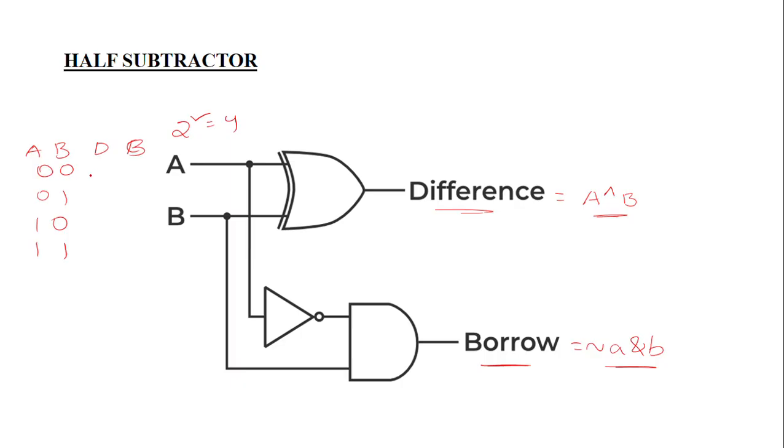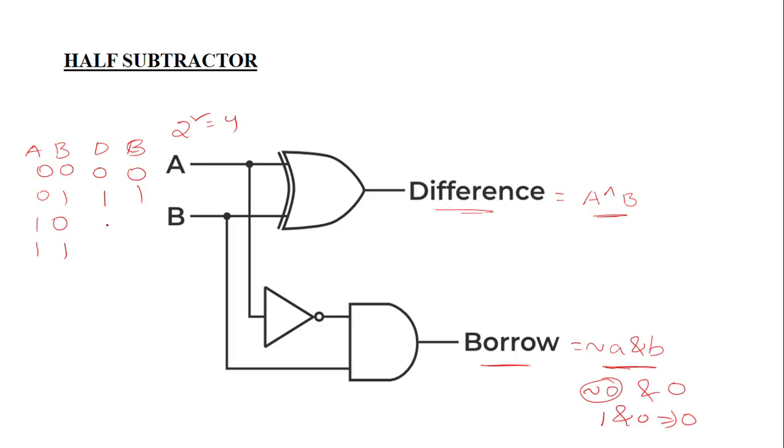For 0 0, the difference is 0. Substitute into the formula: inversion of 0 is 1, and 1 AND 0 is 0. Like that you fill the whole truth table. For 0 1, 0 XOR 1 is 1, and the borrow is also 1. You can use these formulas and fill the whole truth table.